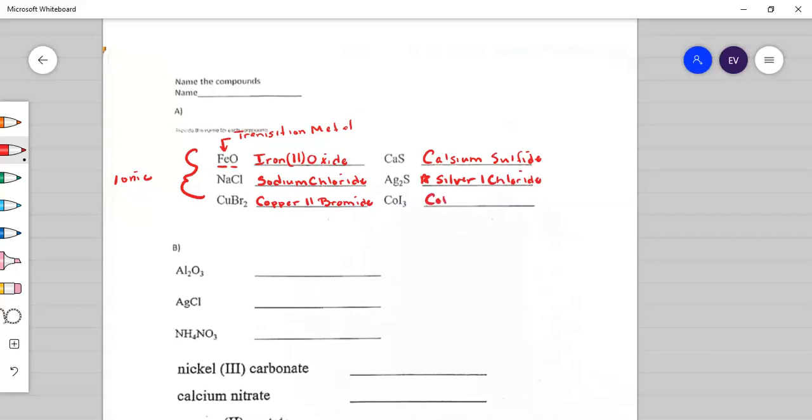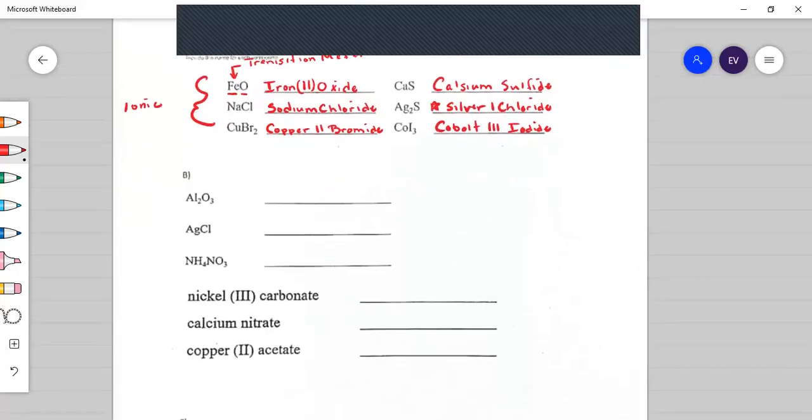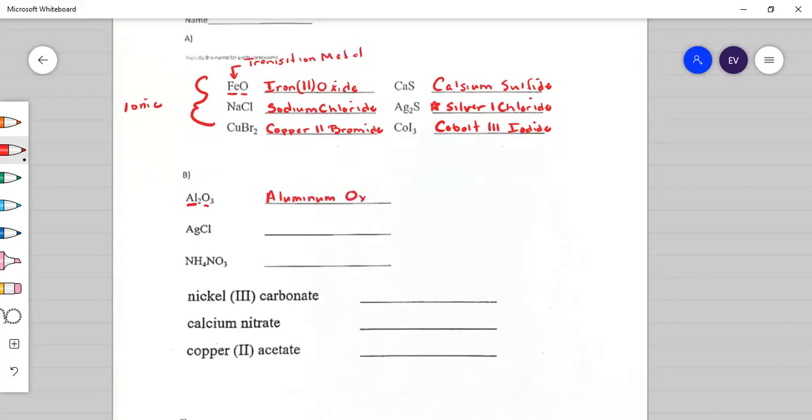And this is cobalt 3 iodide. Now, if you did not include the Roman numerals, then it's incorrect because there's multiple charges and you have to include those. Again, I'm still working with ionic compounds, right? How do I know? Because I have a metal and a non-metal. Okay, so this one is not a transition metal, so this is just aluminum oxide. Okay, this is again silver 1 chloride.